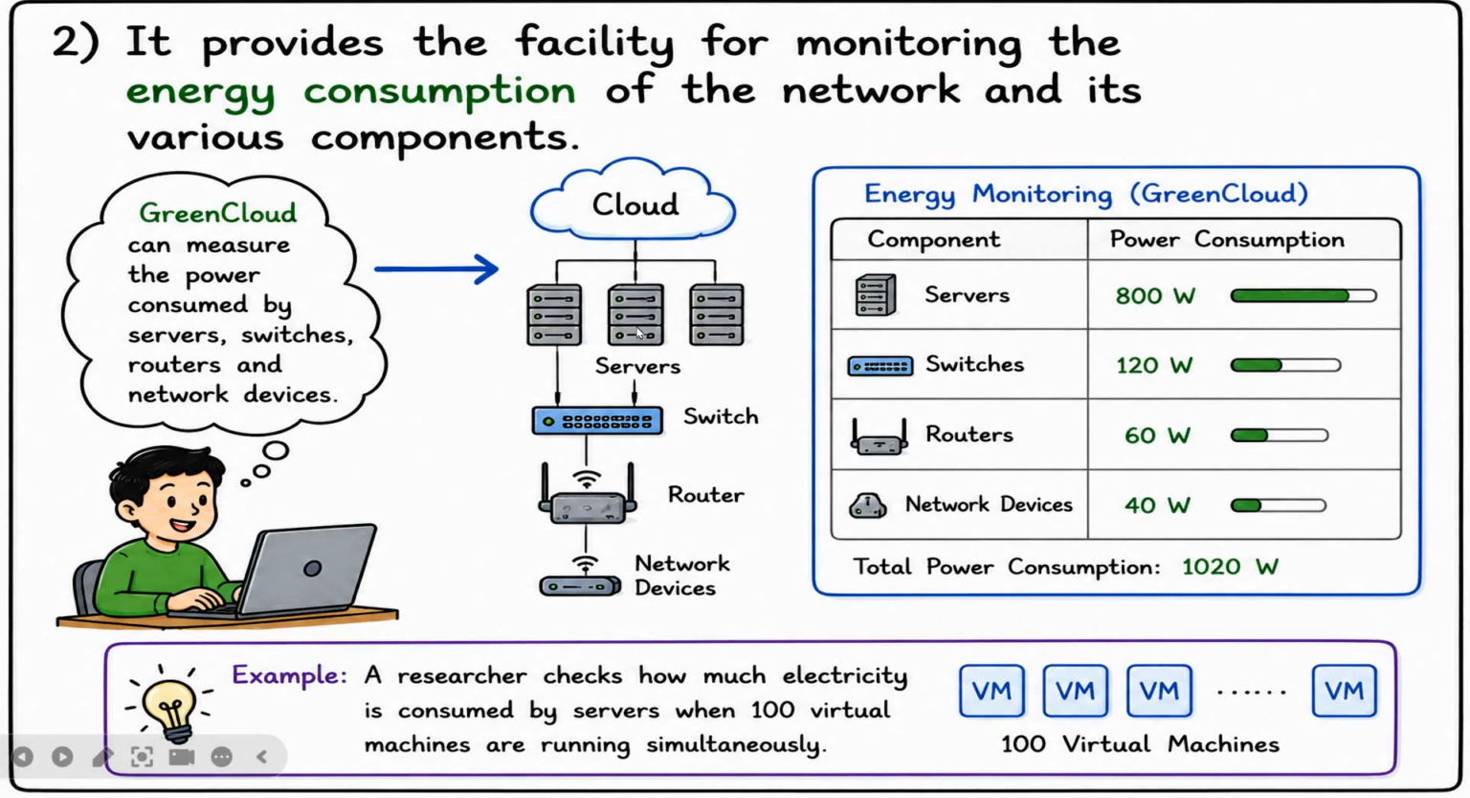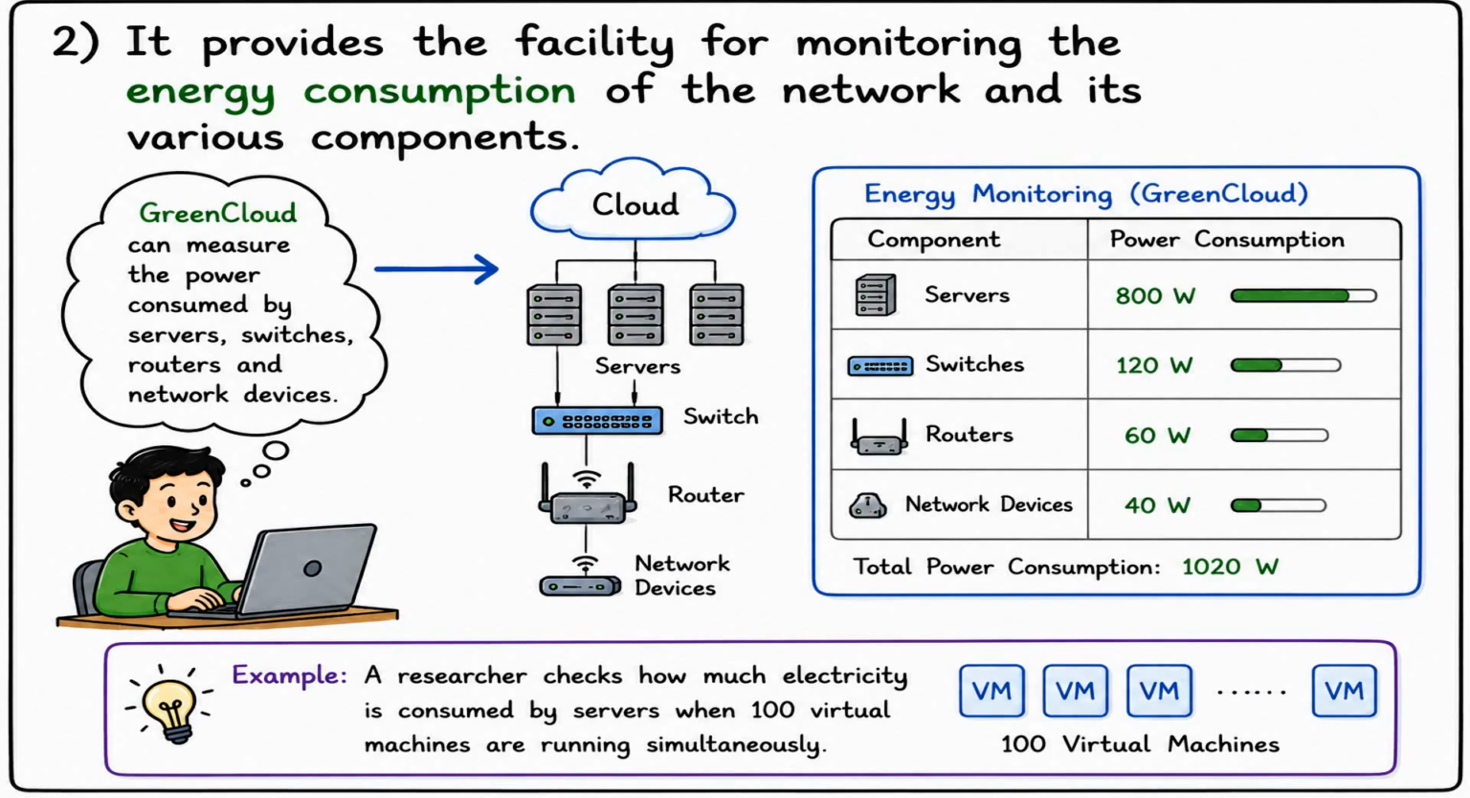So here we can see different cloud network components such as servers, switches, routers, network devices which are connected through a cloud system. And the GreenCloud continuously monitors the power usage of each of the components. Here the energy monitoring table in this figure shows that the servers consume 800 watts, switches consume 120 watts, routers 60 watts, network devices 40 watts. In total, the power consumption is 1020 watts.